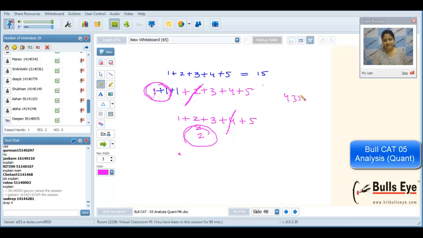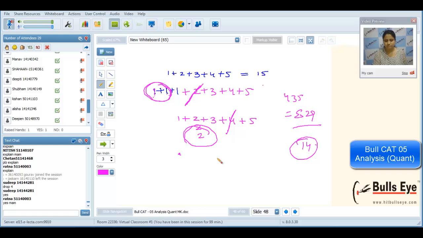And since 435 is equal to sigma 29, up to 29, how many even numbers are there? There are 14: 2, 4, 6, and so on up to 28. That's why 14 is the answer in this case. Are you getting me, Chetan, Nitish, Jaskaran and Ratna? Is it okay with you? The number we have dropped should always be an even number. You could take more examples. Any problem in this?